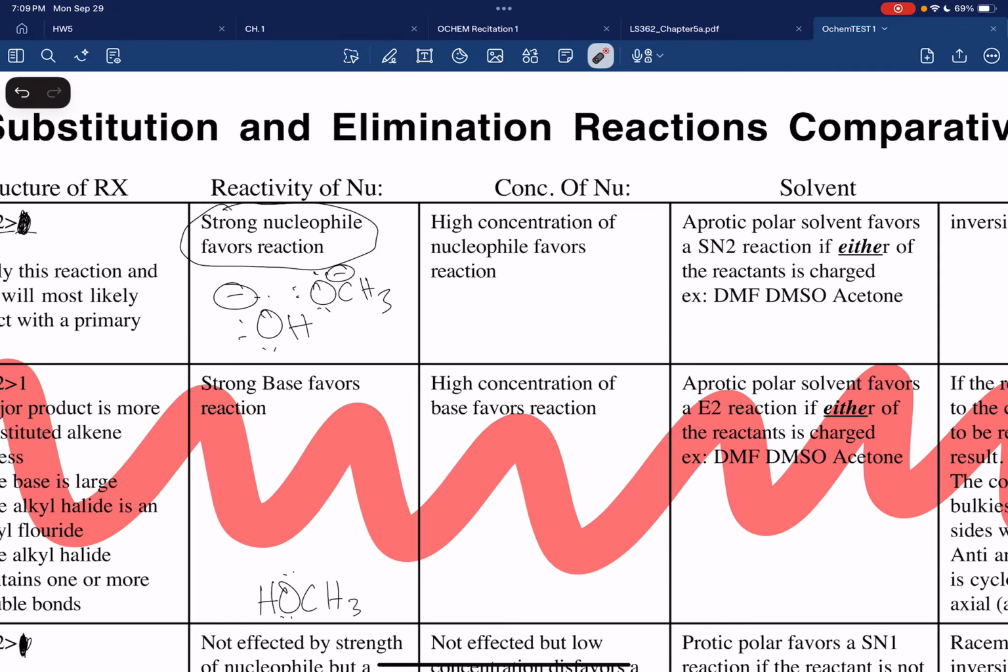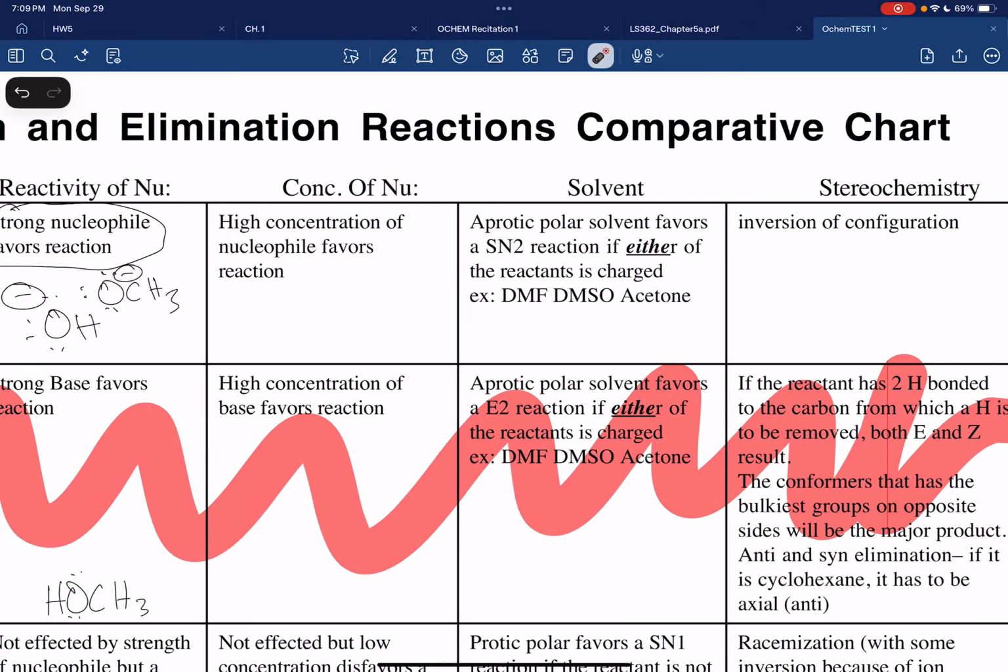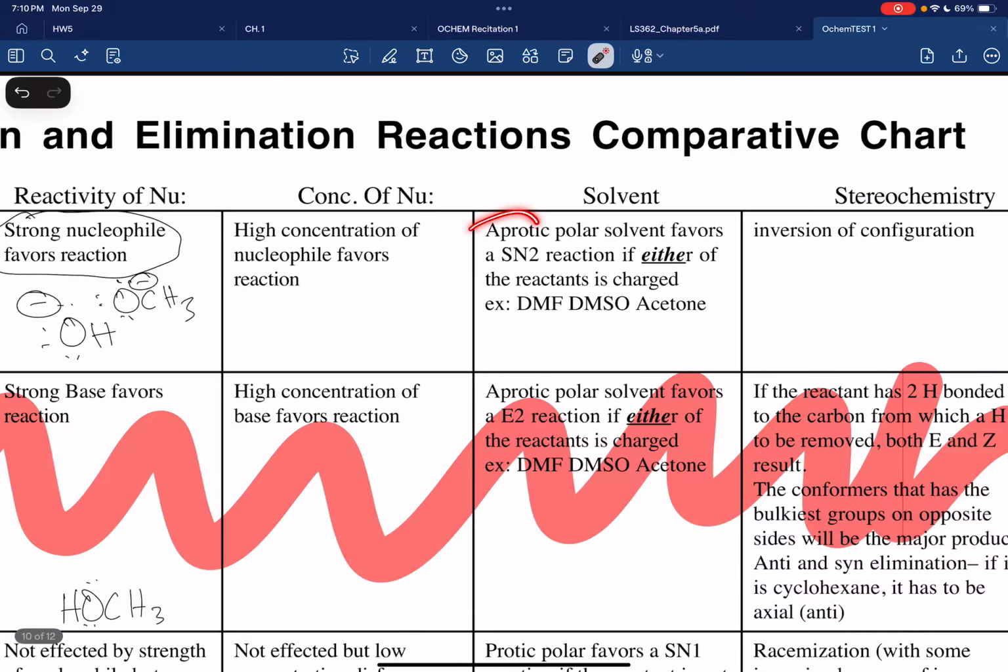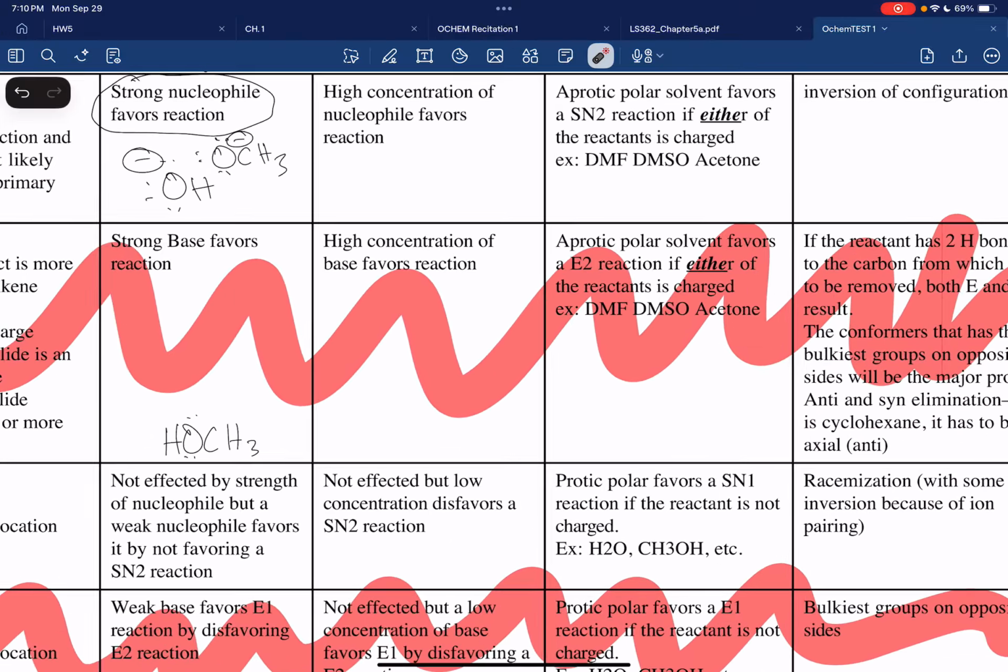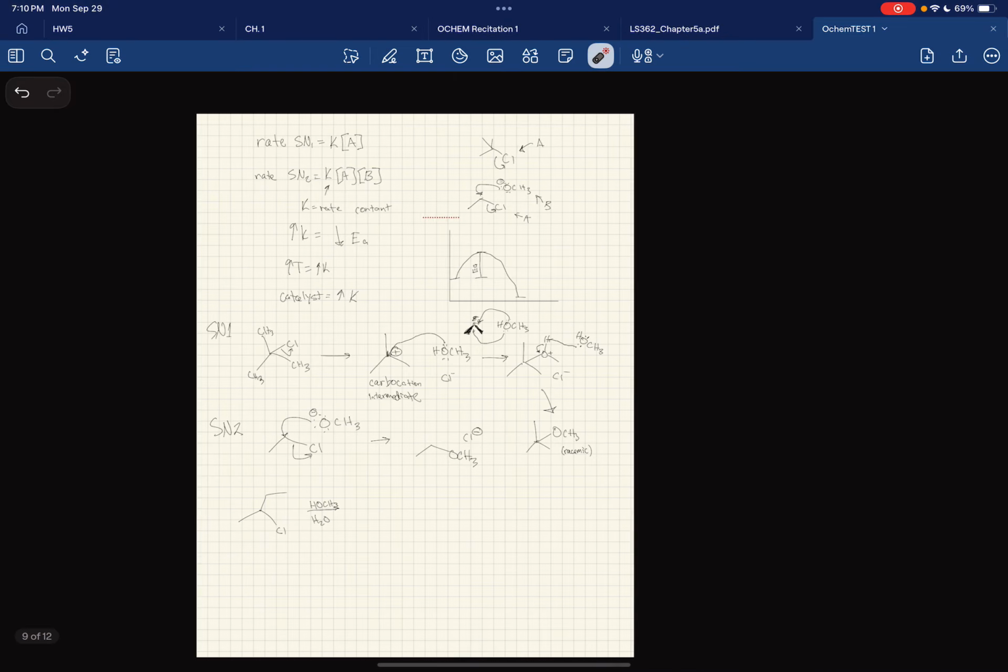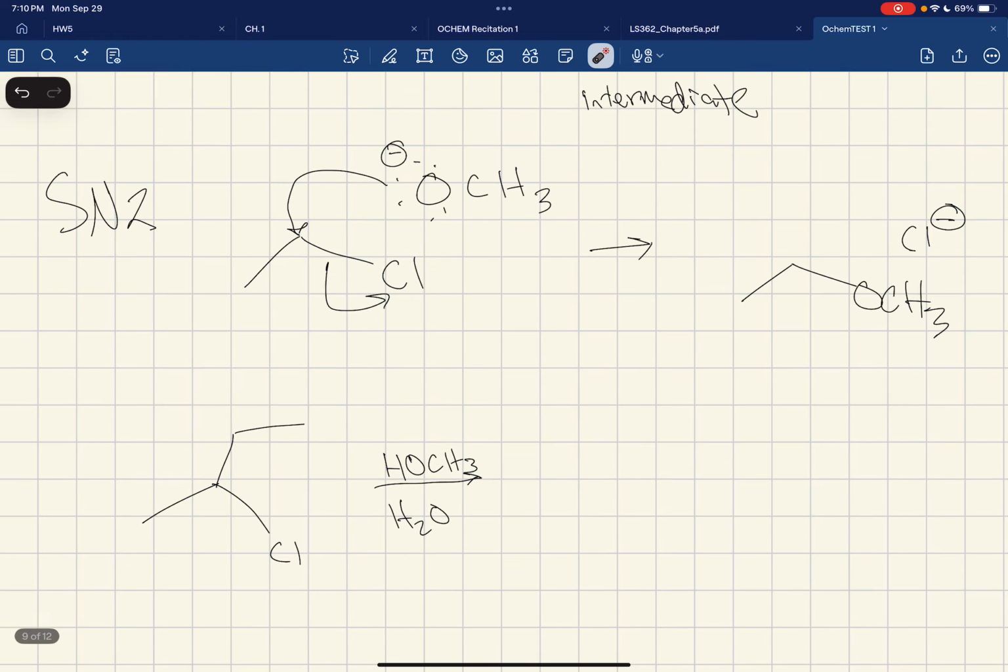Go over here. Solvent. Aprotic solvents favor SN2 reaction if either of the reactants is charged. So this is not charged, but it's still not an aprotic solvent, so it's not going to favor an SN2. A polar protic solvent favors an SN1 reaction if the reactant is not charged. So this is clearly going to favor SN1. That's where you can just go in here. You know it's going to favor SN1.